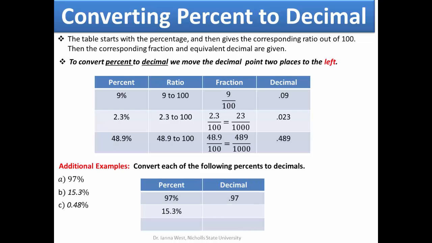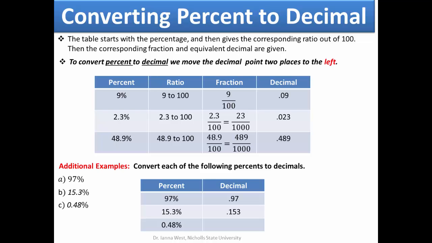Our next example, 15.3%. We can clearly see the decimal point here. Moving that 2 places to the left gives us 0.153, which is the same as 153 thousandths.